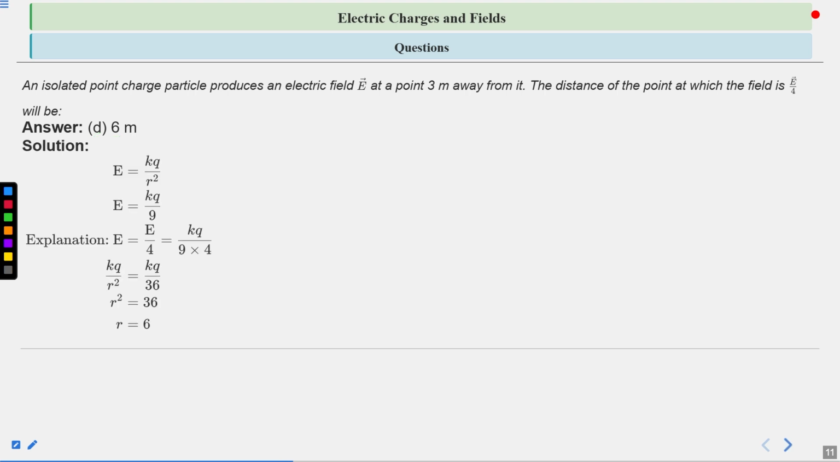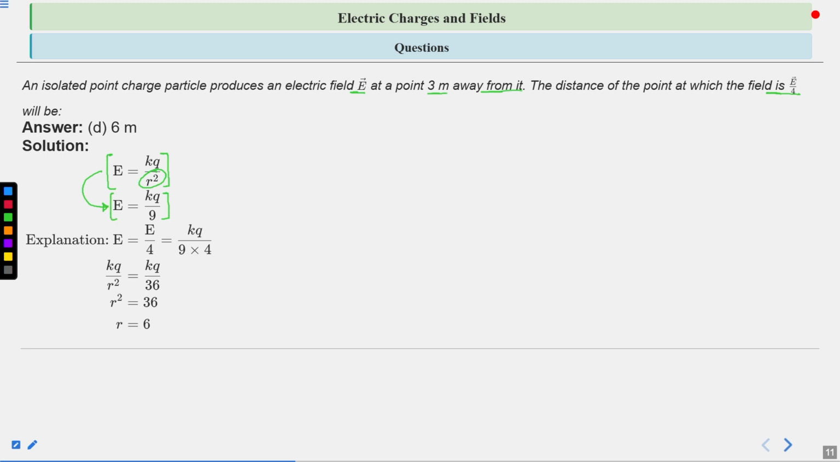Solution: we know the value of E is equal to KQ divided by R square, where K is proportionality constant. So according to question, here the field is E by 4. So now substitute the given value for the first equation. Electric field E at a point 3 meter away from it. So it means R is 3 meter. So substitute the value of R, you will get KQ, the square of 3 is 9. So it becomes KQ divided by 9.